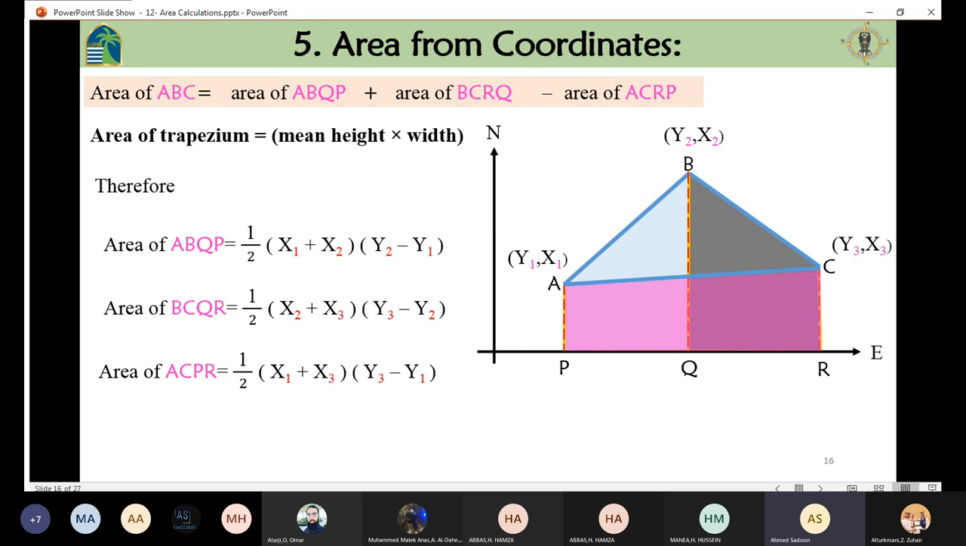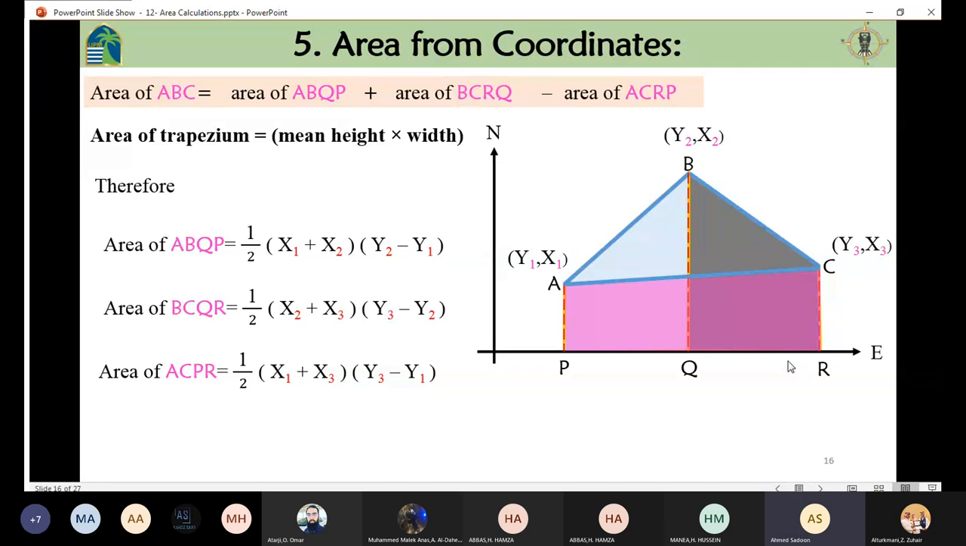Remember, in order to determine an area using coordinates, the numbering should be clockwise or anticlockwise. For example, don't go from here to here and then to here and then to here, and so on like that. The formula is not going to work. You should go either clockwise or anticlockwise.